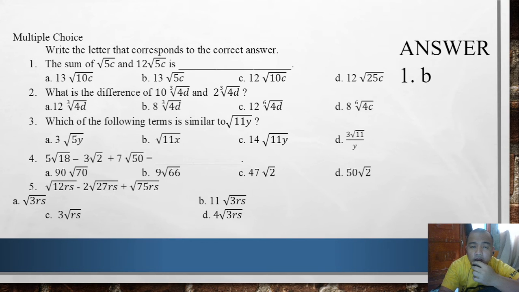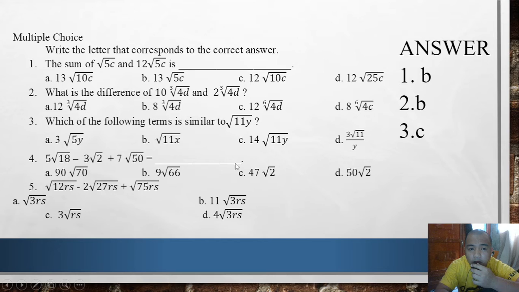Number 2, what is the difference of 10 cube root of 40 and 2 cube root of 40? 10 minus 2 is 8, right? So I think the answer is B, 8 cube root of 40. Number 3, which of the following is similar to square root of 11y? Of course, the answer is C, 14 square root of 11y.